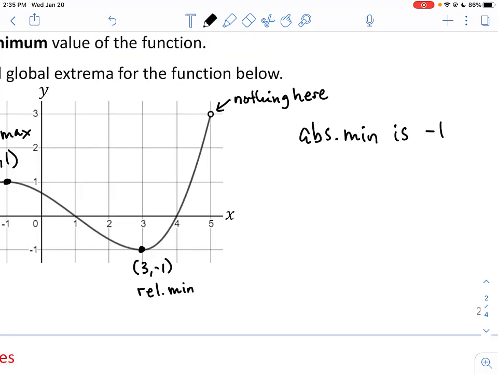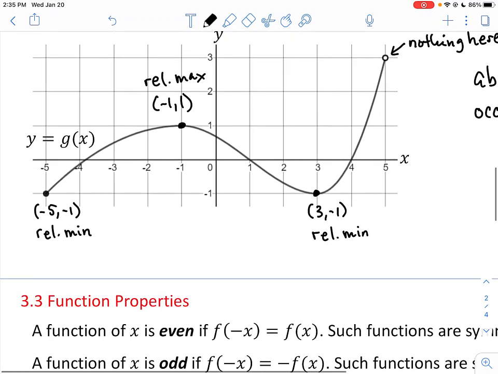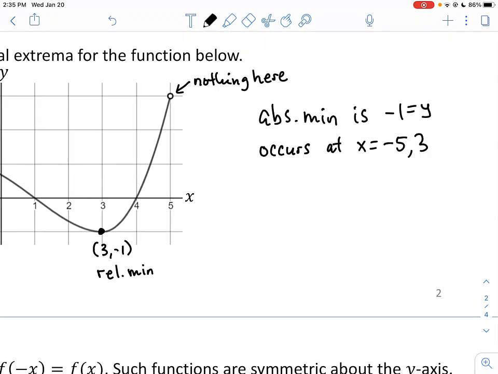So the absolute min is -1, we give the y-coordinate for that, and we say it occurs at, and then we give the x-coordinates. So I'm going to go ahead and specify that -1 is a y-coordinate, and it occurs at x equals -5 and at x equals 3.